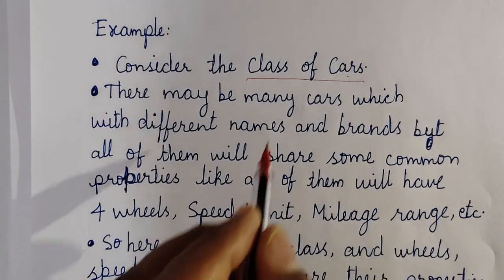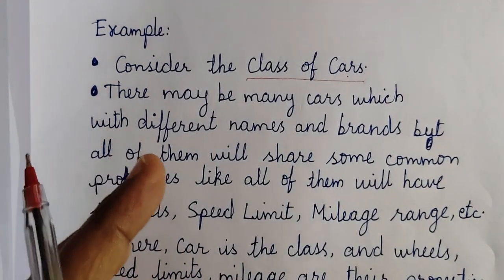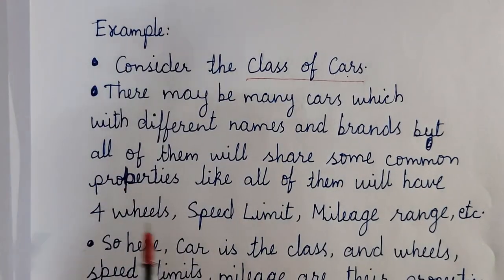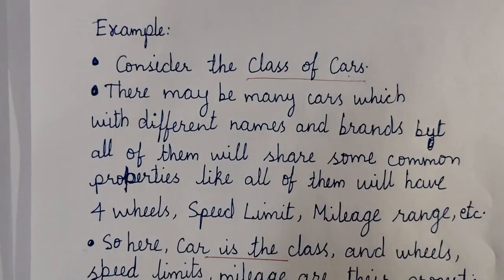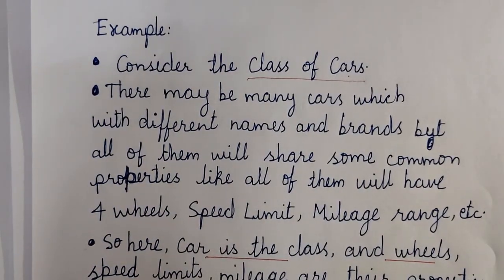If we consider, there are two things: one is the car, and the other is the properties of cars. Now car is the class, and wheels, speed limits, mechanical efficiency, fuel consumption, mileage, etc. all come under the category of properties. I hope you understood what a class is.